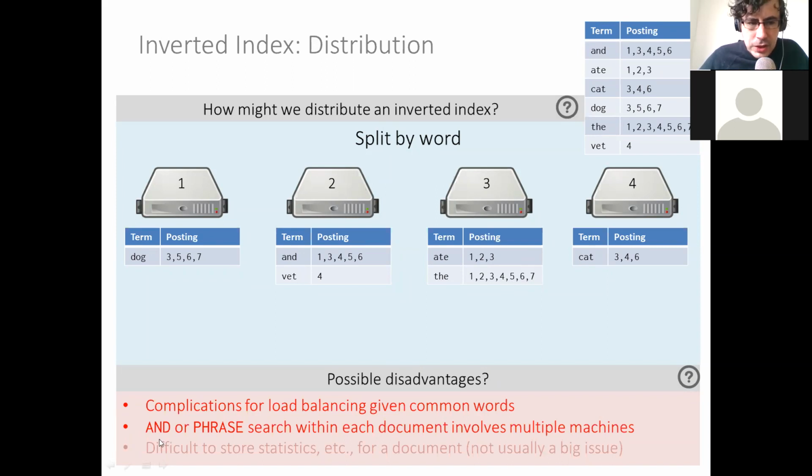So another issue would be that it would be difficult to do and or stricter phrase search, where you have the words sequentially within each document, as it will require doing intersections across machines. Another slight practical issue is that it might be difficult to store statistics for a document, for example, how many words are in a given document, because no machine is assigned to a particular document. They're assigned by word. So, okay, we could resolve that. That's maybe not a major issue. So load balancing is a bit of a problem, and doing and or phrase search will be a bit of a problem. So what would an alternative method be?